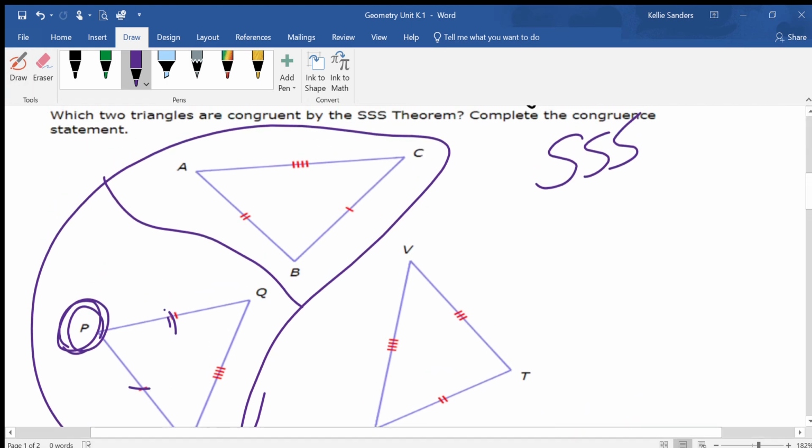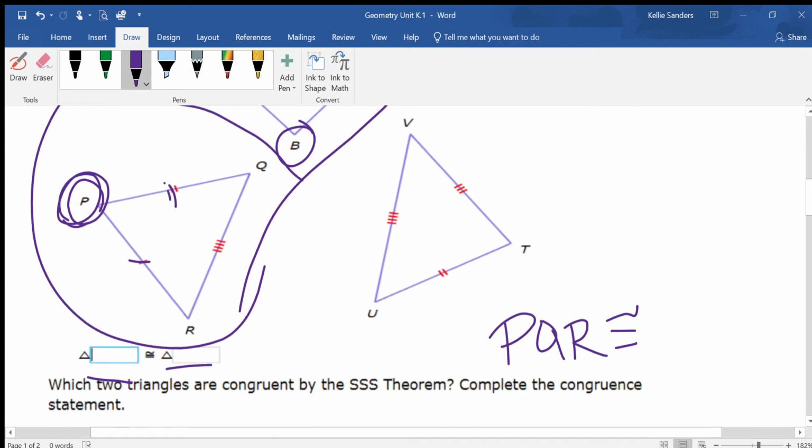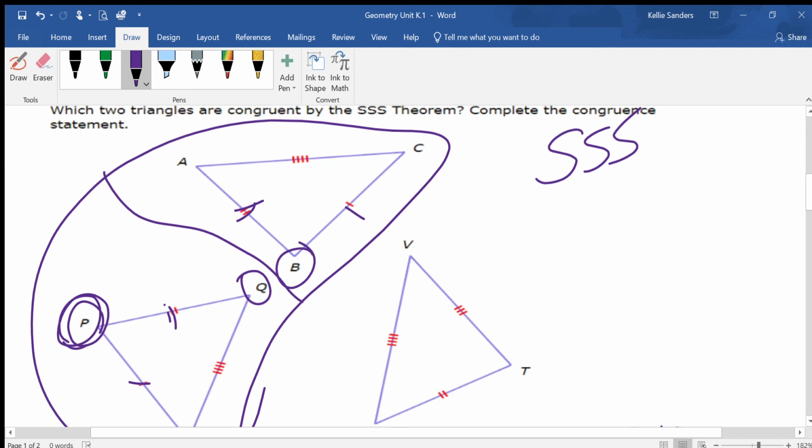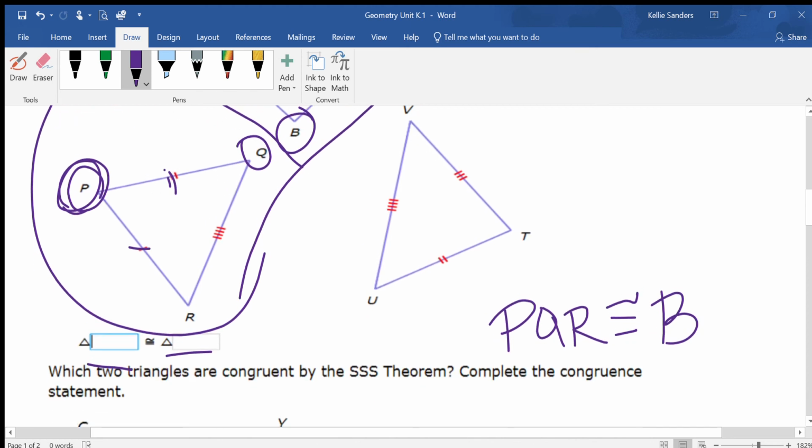So what's between the 1 and the 2 here? The B. Then we have Q, which is between the 2 and the 4. So what's between the 2 and the 4? The A. So then it would have to be A and C.